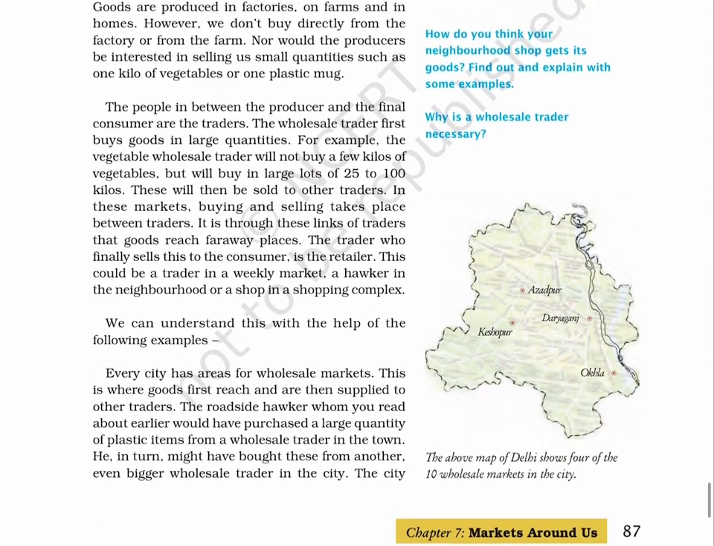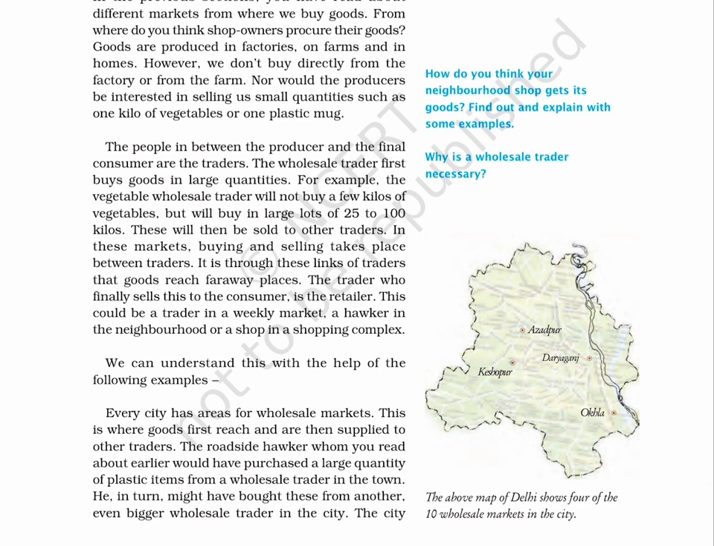The wholesale trader first buys goods in large quantities. For example, the vegetable wholesale trader will not buy a few kilos of vegetables, but will buy in large lots of 25 to 100 kilos. These will then be sold to other traders. In these markets, buying and selling takes place between traders. It is through these links of traders that goods reach faraway places. The trader who finally sells this to the consumer is the retailer. This could be a trader in a weekly market, a hawker in the neighborhood, or a shop in a shopping complex.